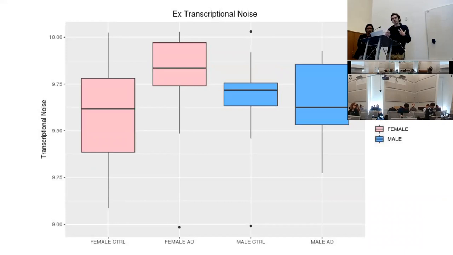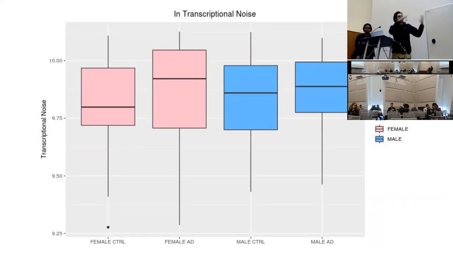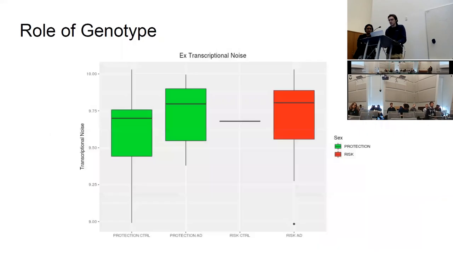It's been previously characterized that females are enhanced for a subpopulation of excitatory neurons that are enriched in Alzheimer's disease. And indeed, when we compare female controls versus female Alzheimer's disease, we see a greater increase in transcriptional noise. And then we kind of don't see that for male control versus male Alzheimer's disease. And then kind of as a control, we look at inhibitory neurons. And although you do kind of see a greater level of transcriptional noise, it's definitely less severe than what you see in excitatory neurons.